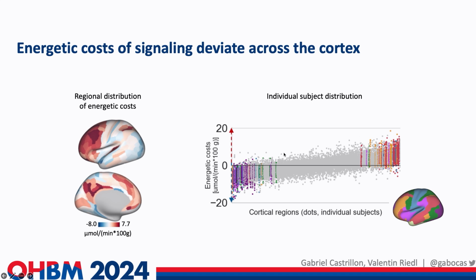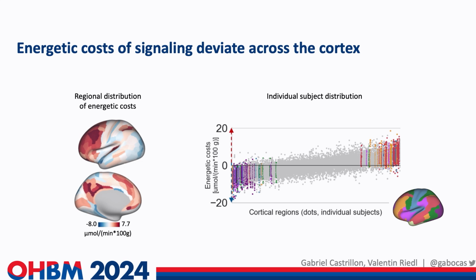What we see again is that some regions fall below the line, so have lower energetic cost, while others have high energetic costs. The ones that have color are regions that had higher or lower costs in over 95% of the participants, so a very robust result. And again, in line with what we have seen before, sensory motor regions have low energetic costs, while associative regions have higher energetic costs. So the next question was if there might be some genetic underpinning to this deviation in energetic cost.